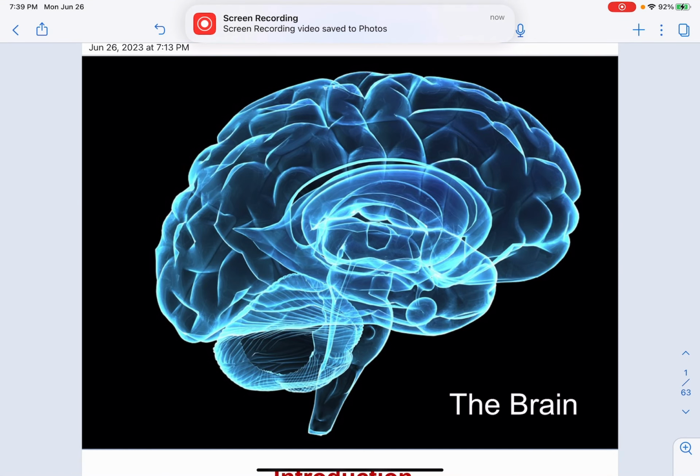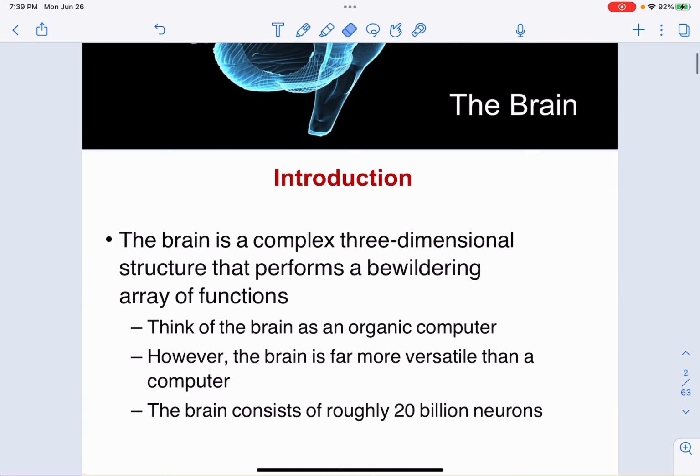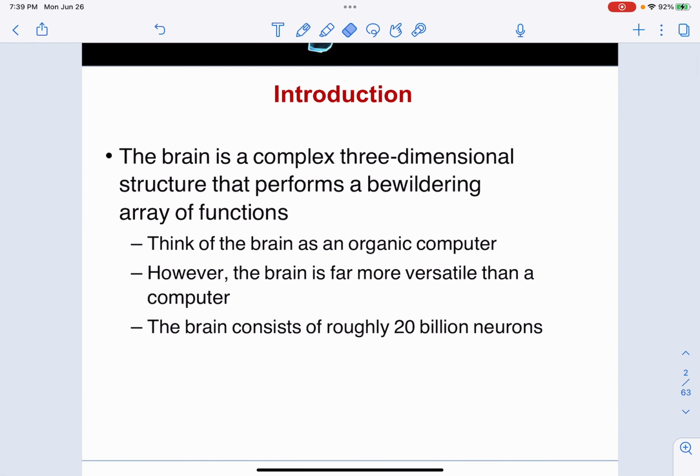All right, we are going to start on lecture 14, where we are going to discuss the anatomy and the structures of the brain. So, a brief introduction on the brain. It is a complex three-dimensional structure that performs an amazing array of functions. We often think of our brain as the supercomputer of our body. It consists of roughly 20 billion neurons, and that is actually argued sometimes, and people think that there could be upward of 50 billion neurons within the brain.